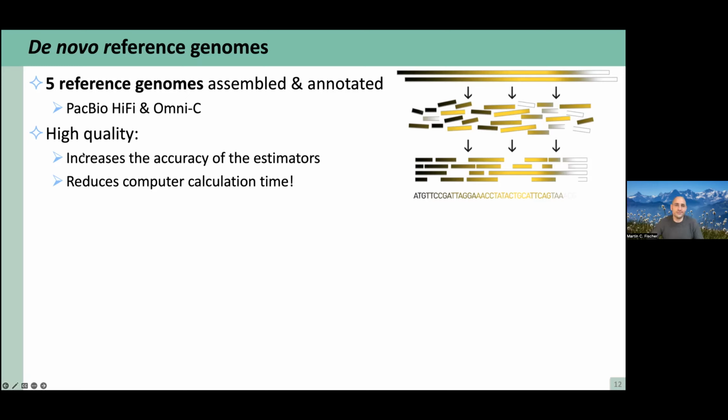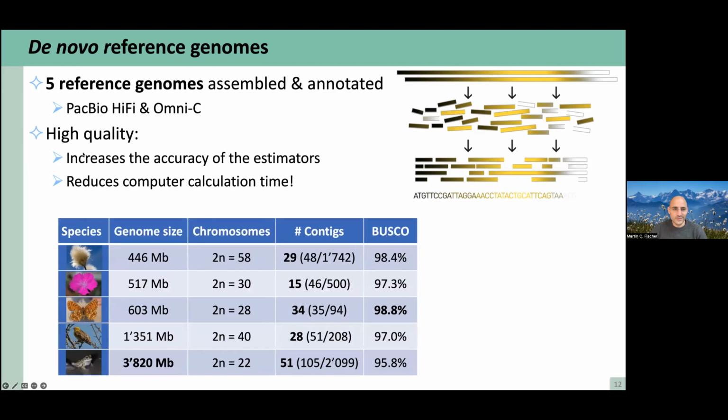And nowadays, with these new technologies, it's really even feasible, which I would like to show you in this case. So we assembled genomes from 446 million base pairs up to 3.8 billion base pairs, which is the toad. So the toad genome is even larger than the human genome. And we were able to really, or nearly, assemble these genomes to reference genome, to chromosome level.